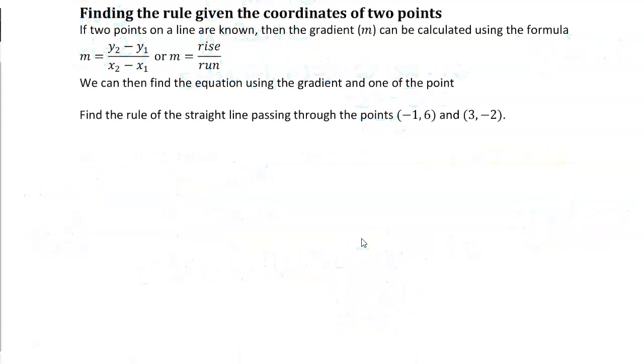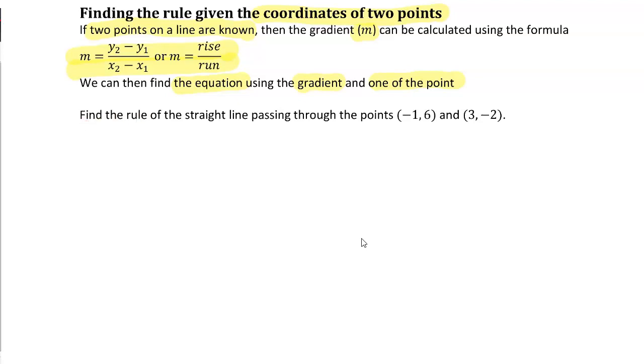Okay, so the last one we're going to look at is finding the rule given the point coordinates of 2 points. So if you know any 2 points on a straight line, we can then figure out the rest of the equation, because from those 2 points we can find the gradient. We were doing that the other day. So using that gradient and one of those points, we can then figure out the equation.